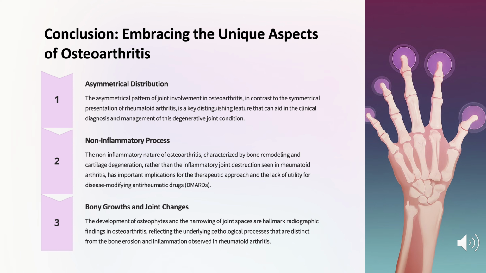The non-inflammatory nature of OA, characterized by bone remodeling and cartilage degeneration, differs significantly from the inflammatory joint destruction seen in RA. This distinction has important implications for therapeutic approaches, highlighting the limited utility of disease-modifying anti-rheumatic drugs, DMARDs, in OA management. Radiographic findings such as the development of osteophytes and narrowing of joint spaces are hallmark features of OA, reflecting distinct pathological processes not observed in RA, including bone erosion and inflammation.